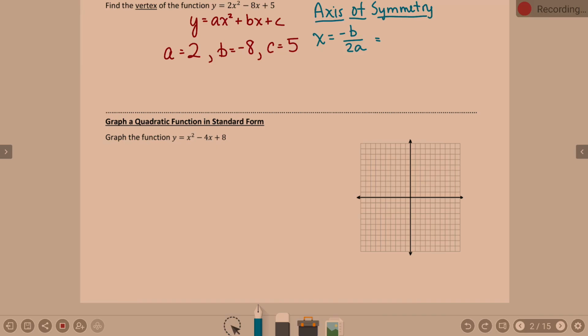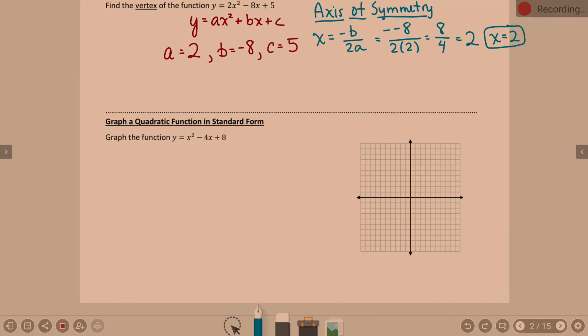Again, b is negative. I seem to like doing that. The negative of -8 over 2 times a, 2 times 2. Opposite of -8 is +8. 2 times 2 is 4. And 8 divided by 4 is 2. So I have an axis of symmetry of x equals 2. If they ask for it, great. If they don't ask for it, well, we still had to find it.